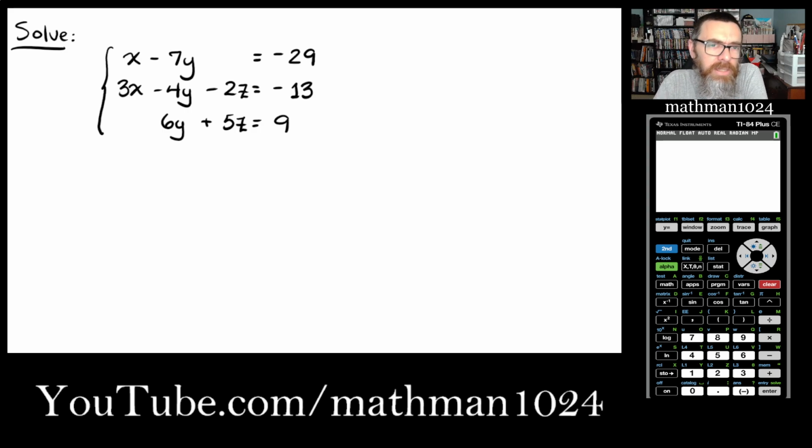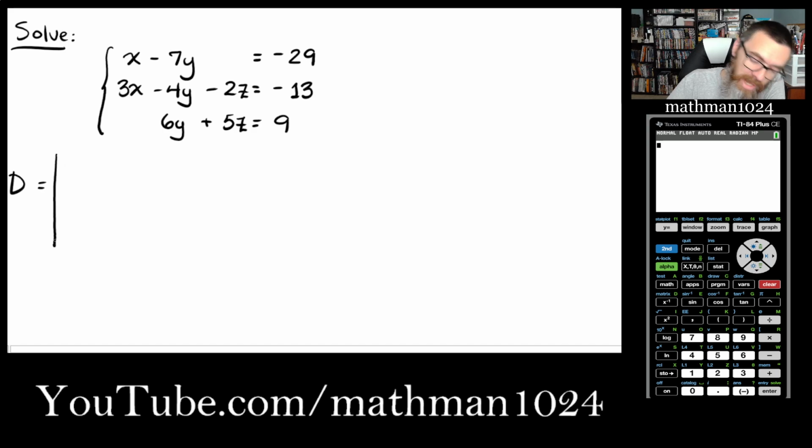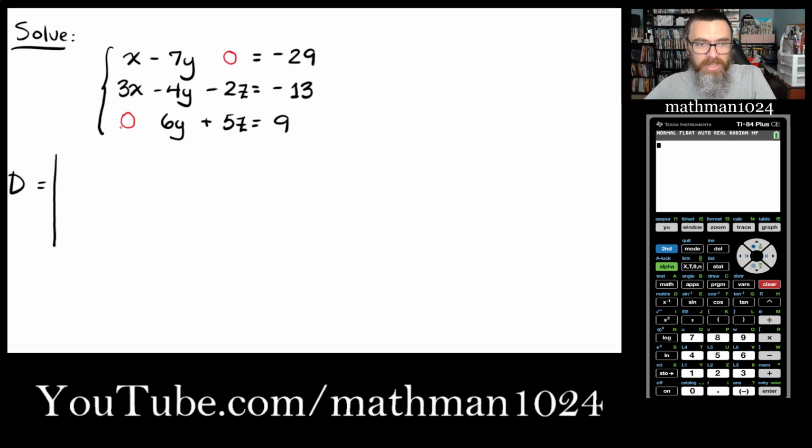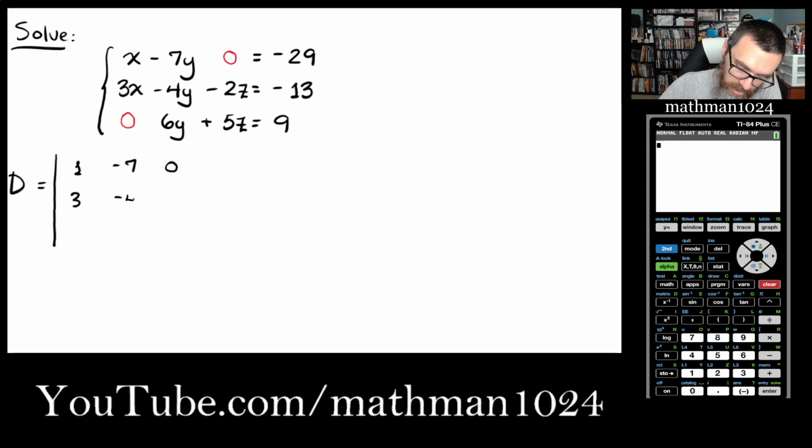All right, let's take a look at this example. 3 equations, 3 unknowns, and let's use Cramer's rule. So first we've got to make sure that we write the correct determinant D. Now do pay close attention to the fact that we have some zeros here that are going to show up, right? We can't leave those blank. We do have to give them representation. So we have 1, -7, 0, 3, -4, -2, 0, 6, 5.